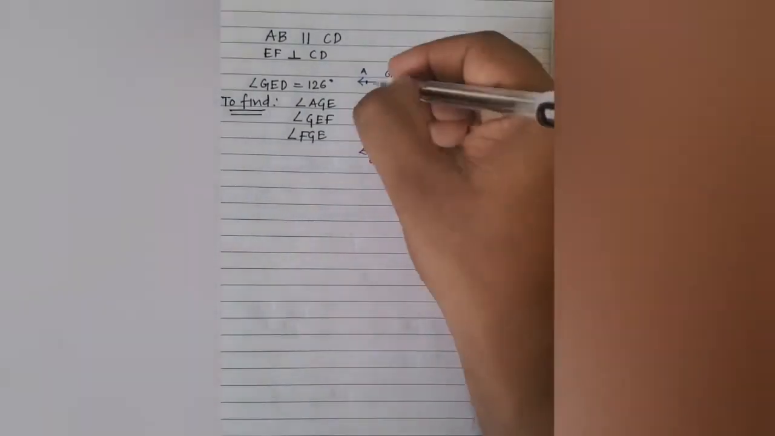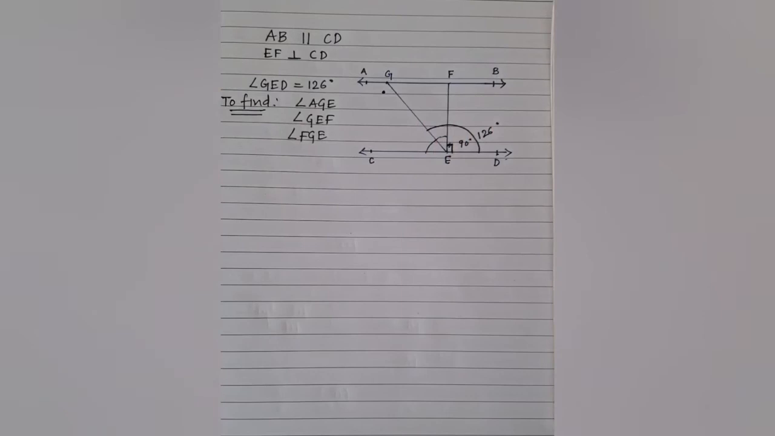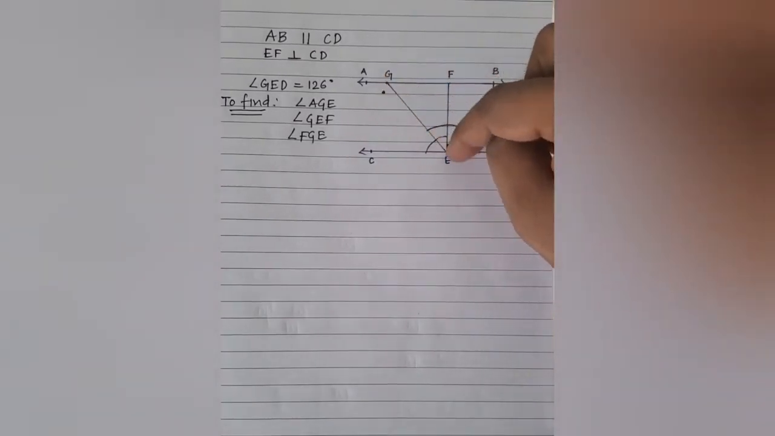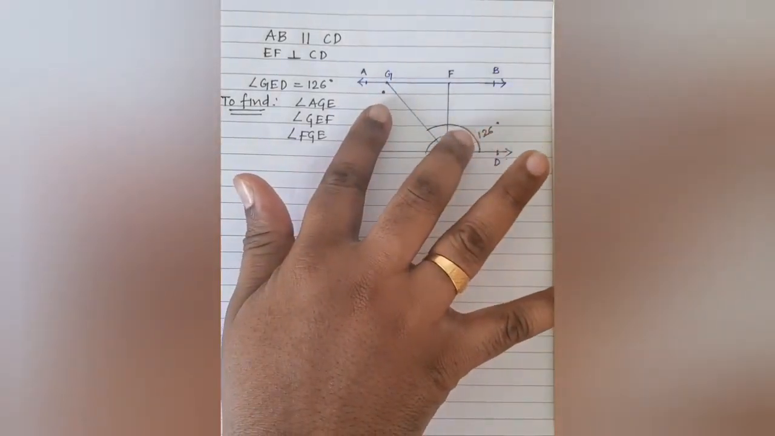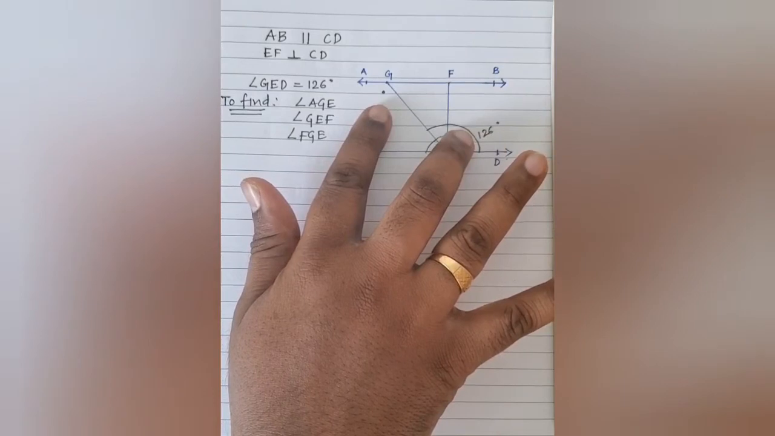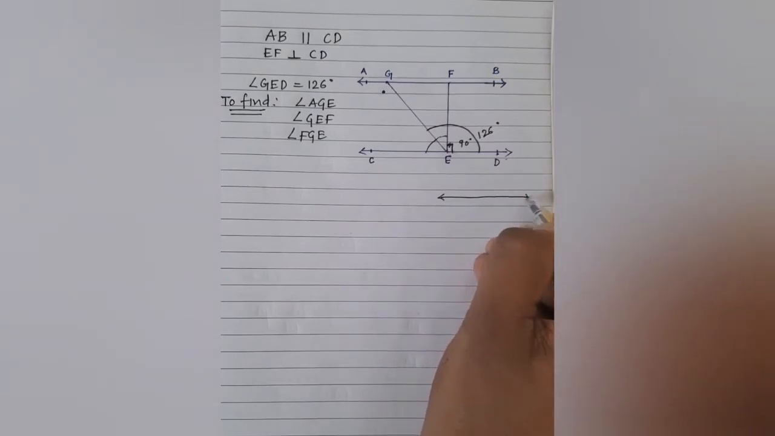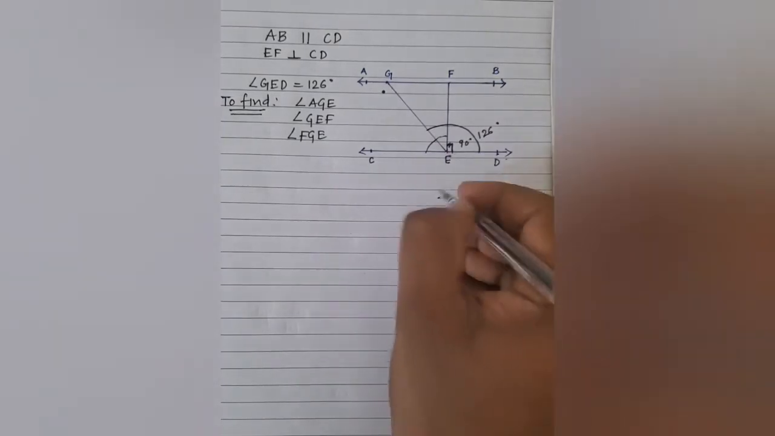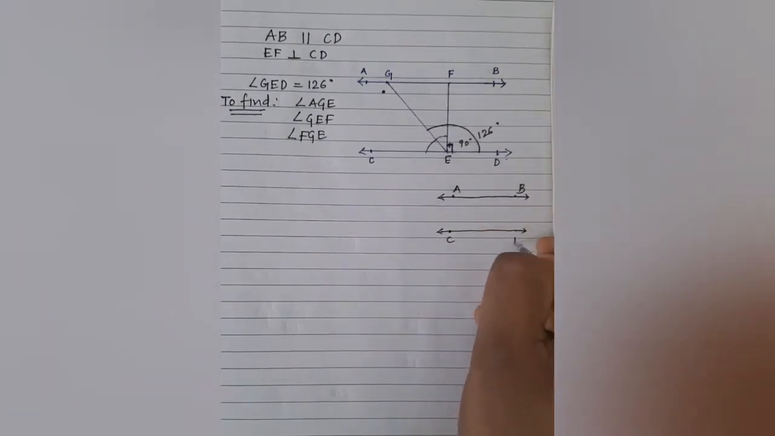Now, where is angle AGE? Here it is, AGE. Does AGE have an association with any other angle, and do they form a type of angle? Yes. If you consider GE as a transversal, then these two angles will form interior alternate angles. The figure may look like this. I have AB, which is this. I have CD, the line, which is parallel.